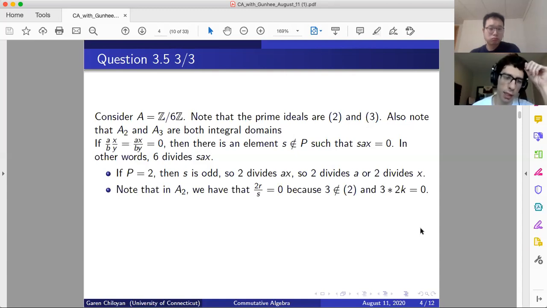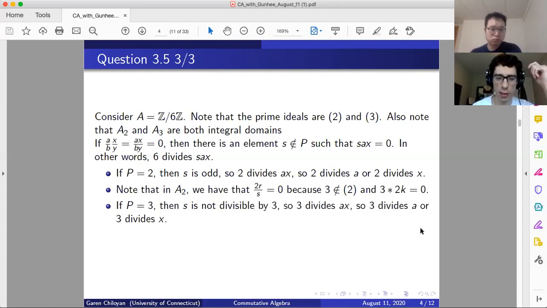So if the case is P equal to the prime 2, then A sub 2 is an integral domain, and the same case if the prime is P equals 3. So you can do the same thing. If you have S times A times X divisible by 6, and now in this case S is not divisible by 3, so 3 is still a prime, so 3 has to divide A times X.